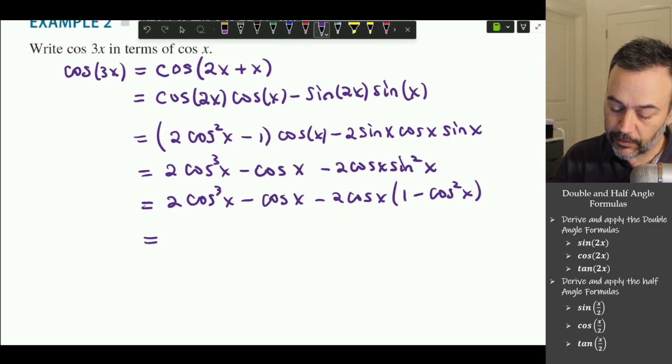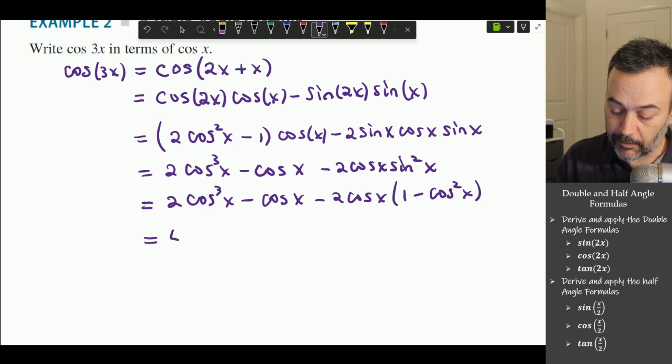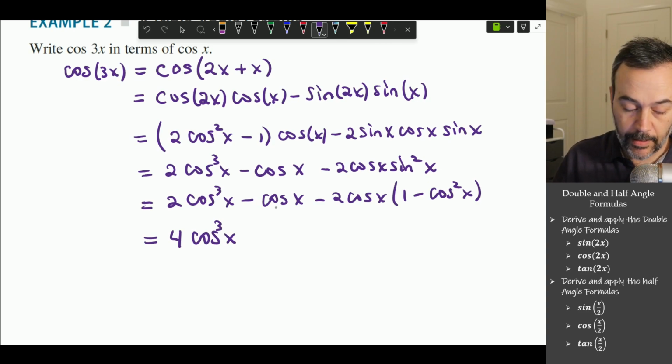I'm going to get 2 cosine cubed x. And then notice that this is minus 2 cos x times negative cos squared x. That's going to give me another cosine cubed, positive 2 cosine cubed when I do the distributive property. So that will leave me with 4 cosine cubed x. And then minus cos x minus 2 cos x times 1. So that'll be minus 3 cosine x.